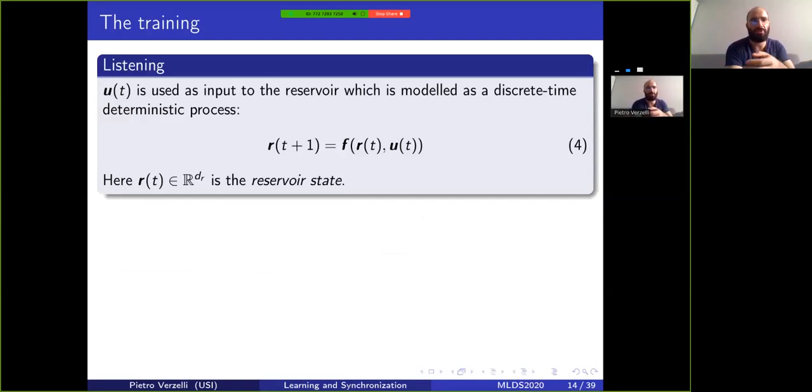This notation, listening, was introduced in a paper by Ott and other authors. I think Liu maybe is the first one, but okay, there's a famous paper and they use this name, listening, which I think is really effective. Because the reservoir is listening to the signal, so you have your signal U, and you couple it with the reservoir, which is modeled as a discrete-time deterministic process, with the update equation F. So you generate all of these states of the reservoir time by time, each one driven by an input.